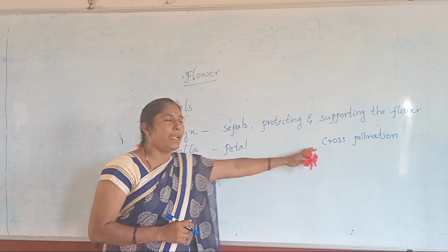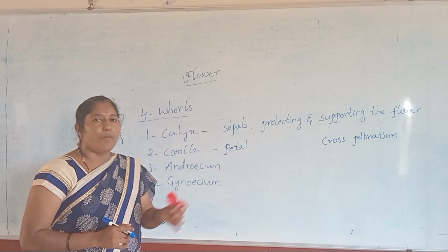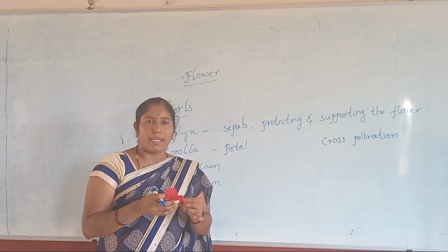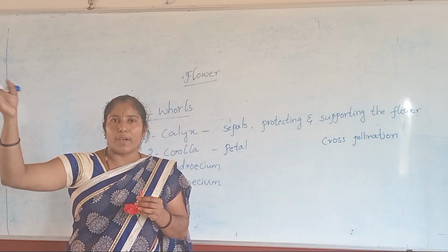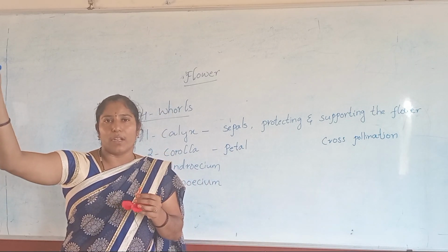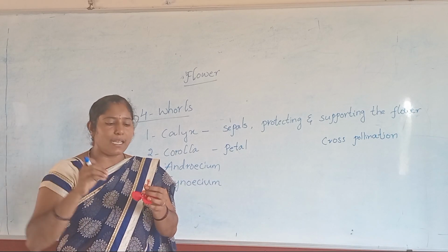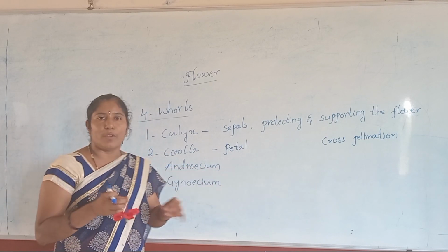Mainly insects help in cross pollination. For sucking the nectar, an insect comes to one flower and sits on the stigma, and next it goes to another flower and sits there. Means here it carries the pollen from one flower to another flower. Next I will say about the pollen.